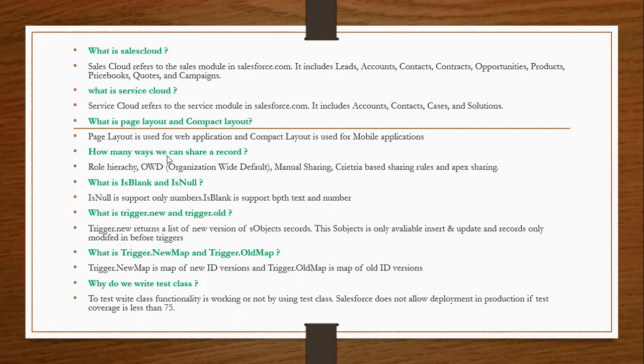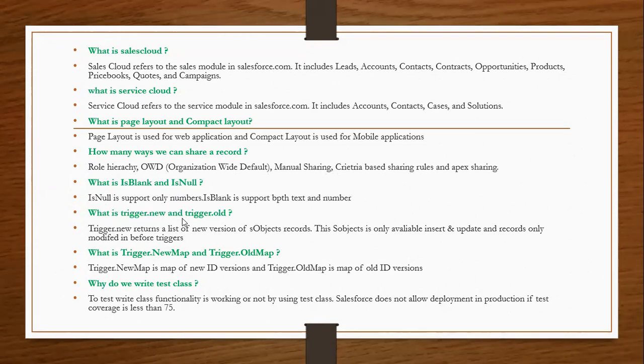Next question: how many ways can we share records? Role hierarchy, organization-wide defaults, manual sharing, criteria-based sharing rules, and Apex sharing. Next question: what is the difference between isBlank and isNull? IsNull supports only numbers. IsBlank supports text and numbers.